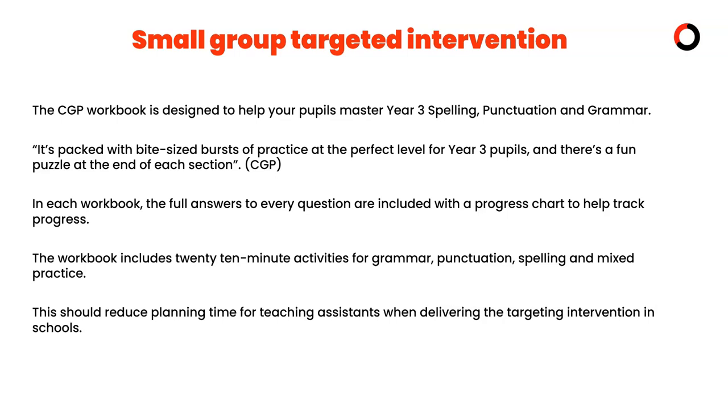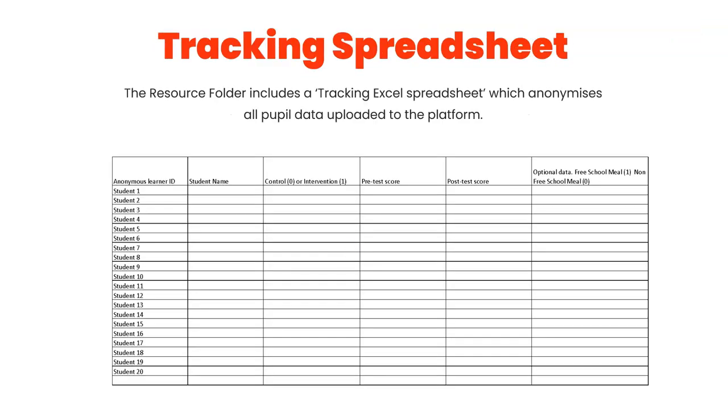So this just means that the intervention should run over about 4 weeks for the daily 15-minute activities. And then this should reduce the planning time for teaching assistants when delivering the targeted interventions, as everything should be included in the workbooks. Also in the resource folder, you will find a tracking spreadsheet, which allows you to link an anonymized learner ID on our platform to a student in your group.